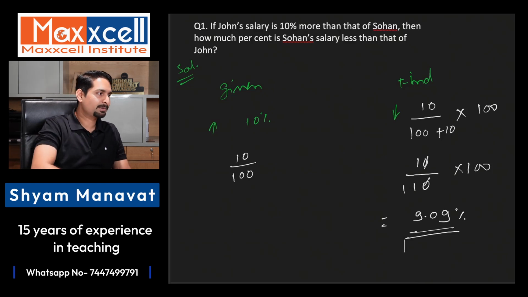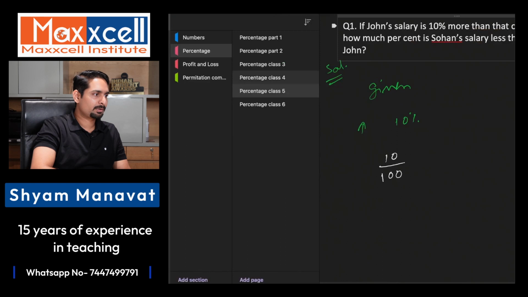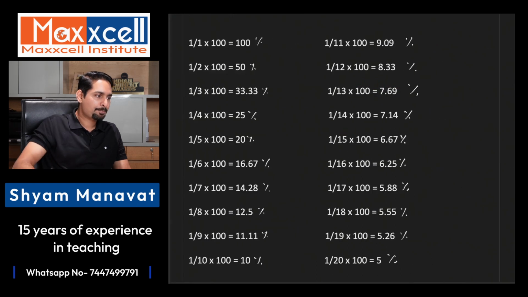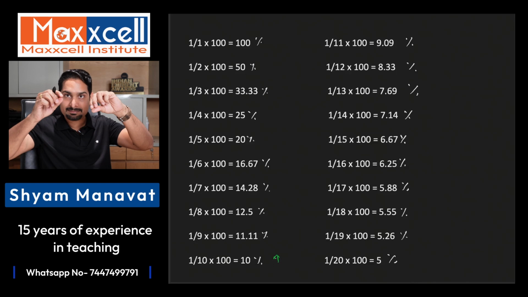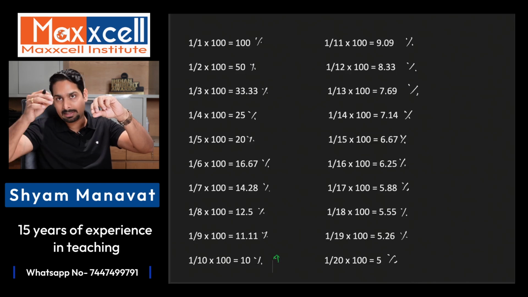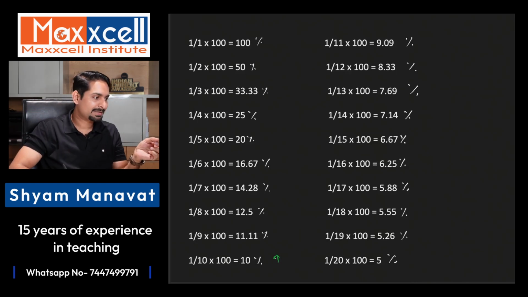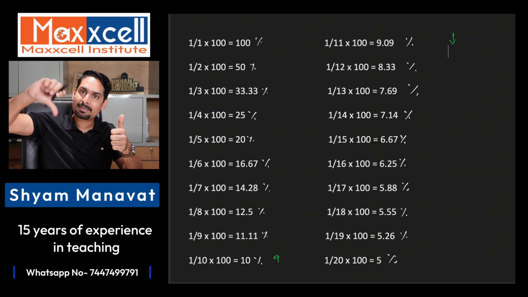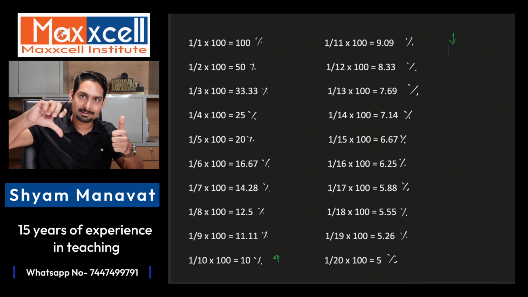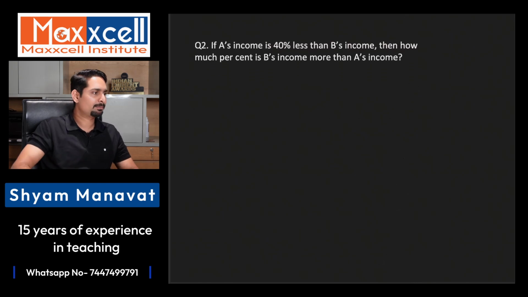Okay. In the fraction percentage table also you can see, if more is given to be 10%, we need to find out less, and for less we go down in the table. मतलब इसका next value क्या है down in the table? 1 upon 11. So this should be less. So for every 10% increase there should be 9.09% decrease. Okay. We got question number 2.